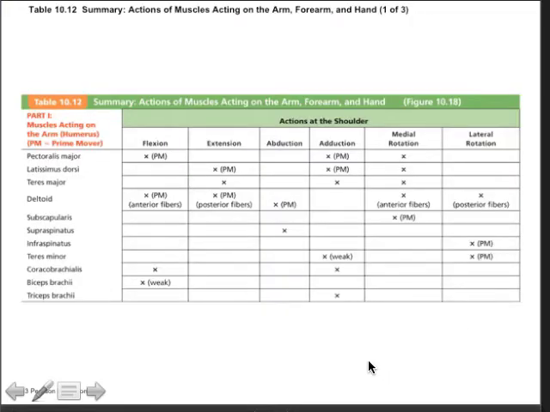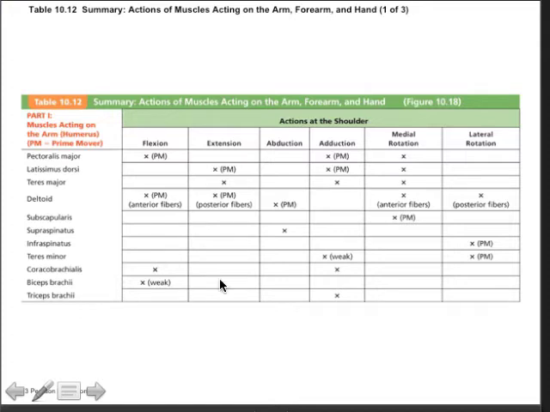So what you're looking at is just a chart summarizing the actions of the muscles that act on the arm, the forearm, and the hand. This is figure 10.18 in your textbook. And most important muscles to know: the pec major, the latissimus dorsi, the deltoid, the subscapularis, basically all the rotator cuff muscles, the subscapularis, the supraspinatus, the infraspinatus, the teres minor, the teres major, the biceps brachii, and the triceps.